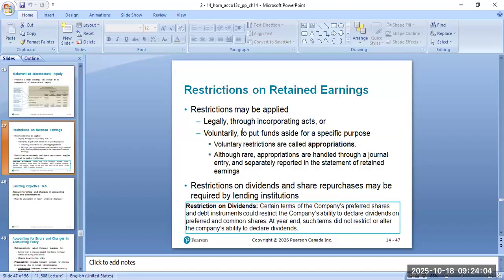The other thing, we can put some voluntary restriction on the retained earnings. Those are called appropriations. And appropriations, although handled through a journal entry, are separately reported in the statement of retained earnings. Now, the restrictions on dividends and share repurchase may be required by the lending institution, which is the bank. So basically, the bank doesn't want us to spend money on dividends or repurchasing our shares back. They want their hard money.